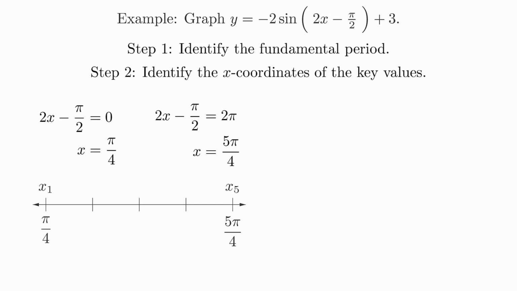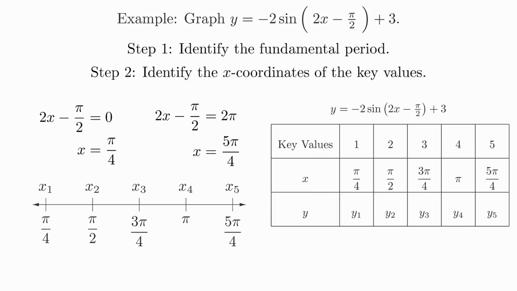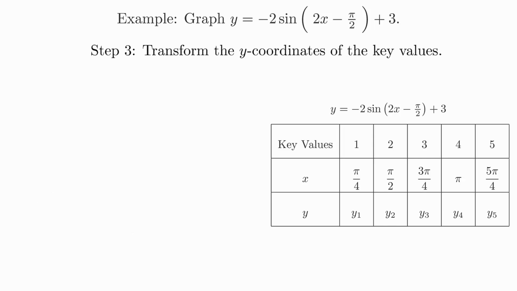We then break the fundamental period into 4 equal parts by finding the midpoint of the fundamental period, and then the midpoints of the two intervals that we just created. The midpoint between pi over 4 and 5 pi over 4 is 3 pi over 4. The midpoint of the left interval is 2 pi over 4, or pi over 2, and the midpoint of the right interval is 4 pi over 4, or just pi. These 5 values become the new x-coordinates of the key values.